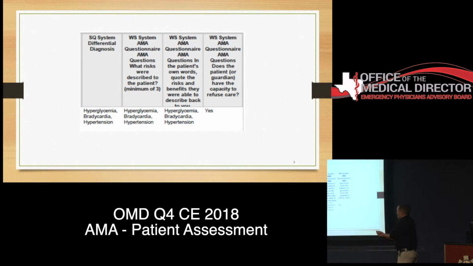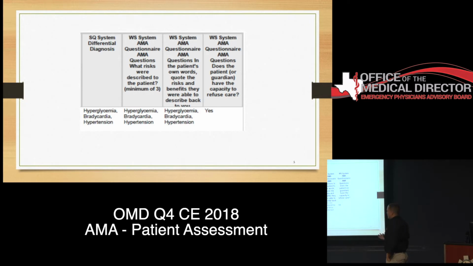So in this case, obviously copying and pasting is not going to work. We have differential diagnosis of hyperglycemia, bradycardia, hypertension. Some of these are more symptoms, but okay, we'll just go with it. Those are your differentials. When you describe the risk to the patient, you're describing the risk of these differentials, right? Not just repeating the differentials to them.